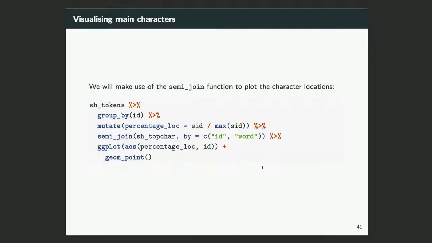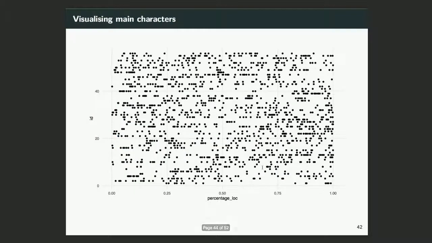So we can make use of a semi-join function. I have this list of the top terms, and I just want to see which of the tokens in my original data set match those top character terms when I compare them across stories and across words. And when I do that, I can replicate the plot we had before, and we can see the kind of narrative arc of where these characters come into play.